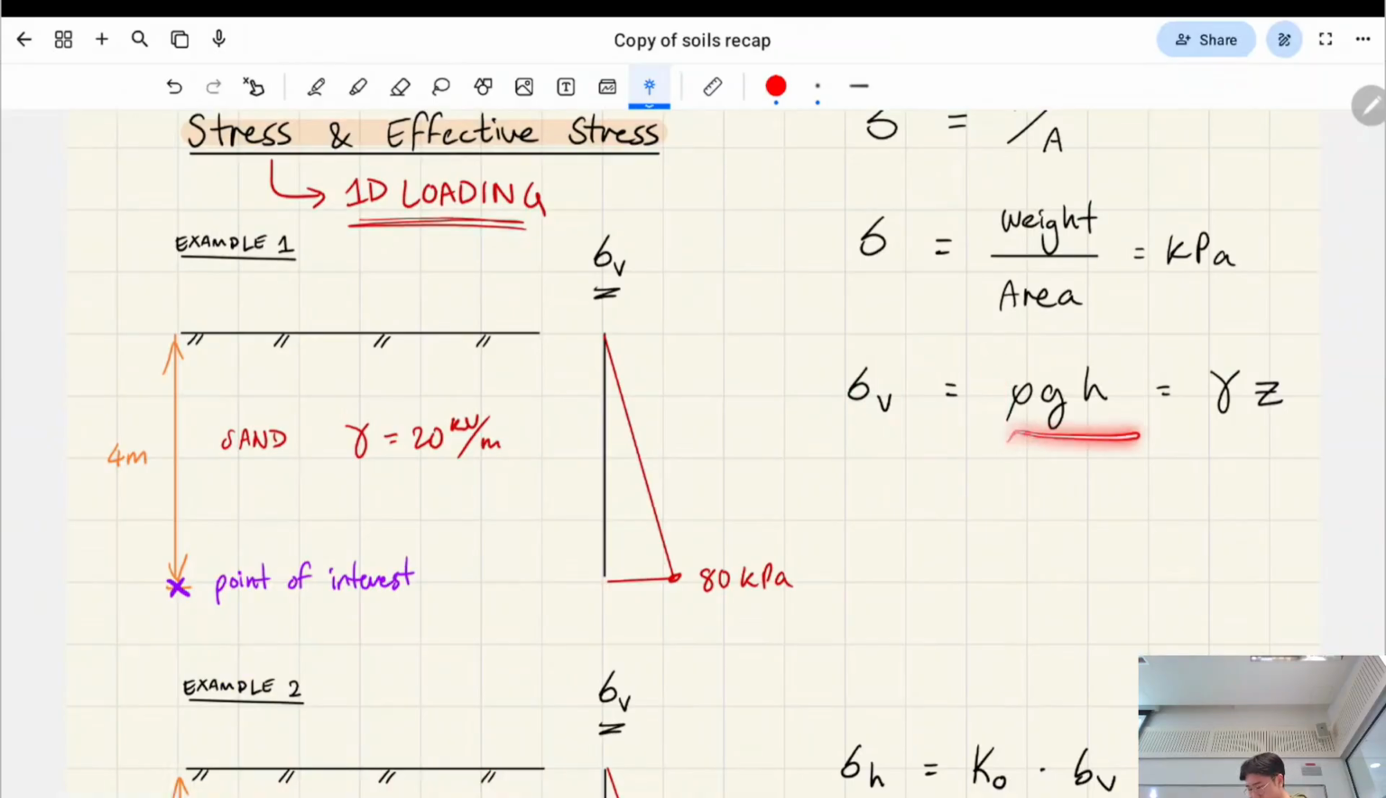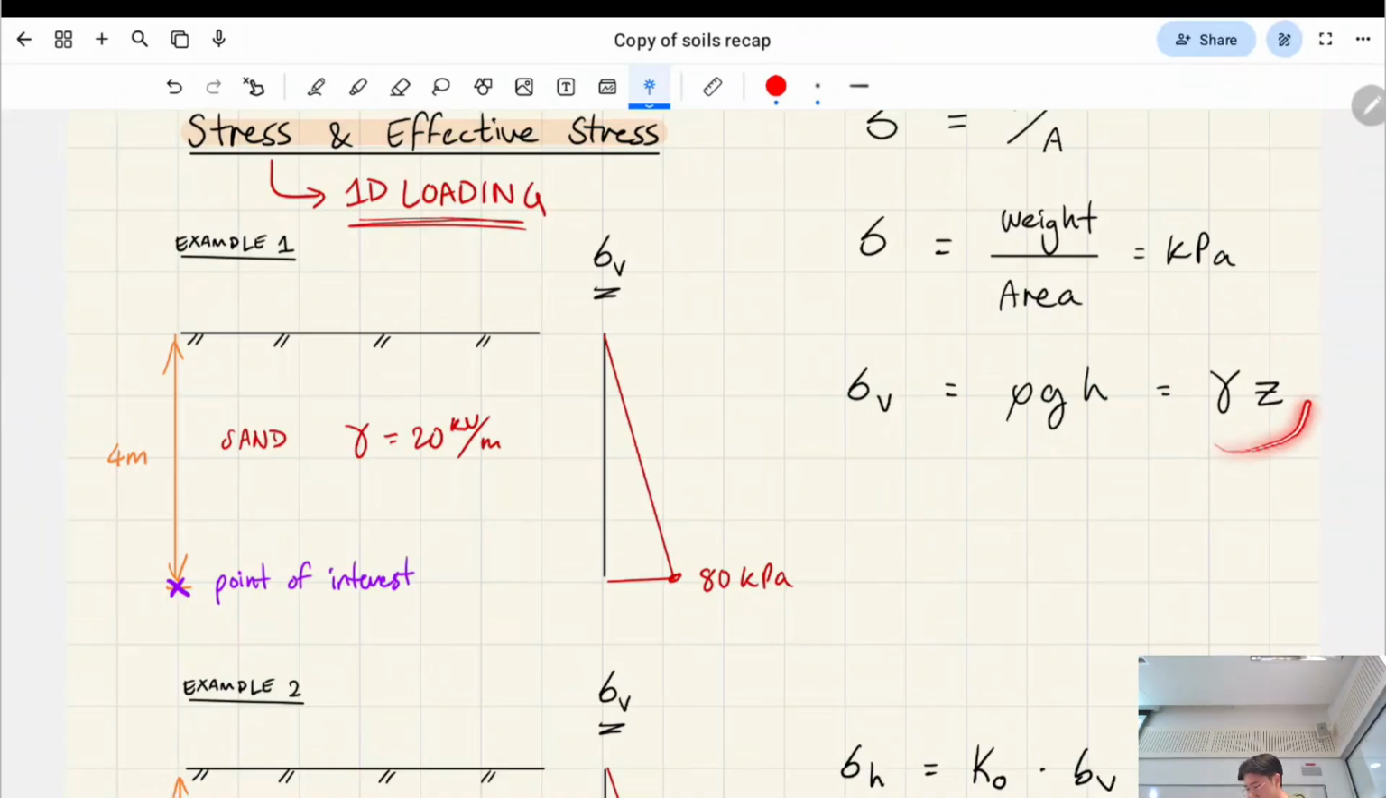There is a way to express it in terms of density. So density is rho, gravity, and then H is the height of soil compressing onto itself. You can imagine as you get deeper and deeper into soil, there's more soil above it that's pushing down onto it, and then there's an increase in stress.